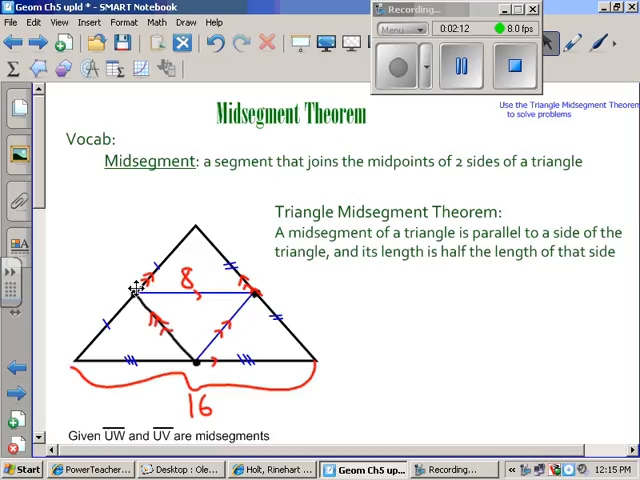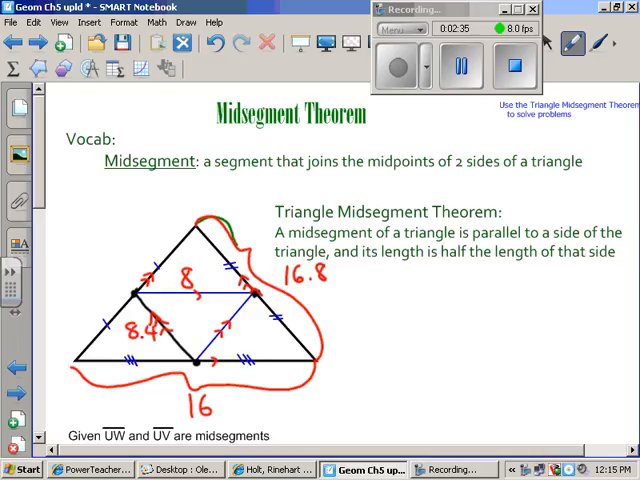Okay? Let me keep doing that. If this whole thing is, I don't know, 16.8, what's the length of this segment? 8.4. Good. Okay? See how that works?